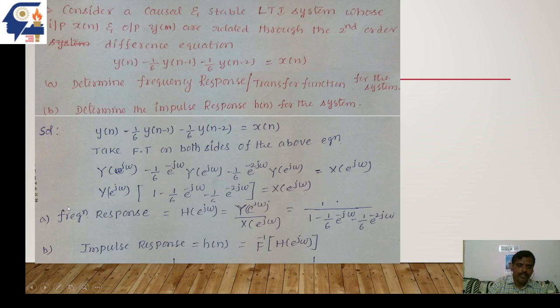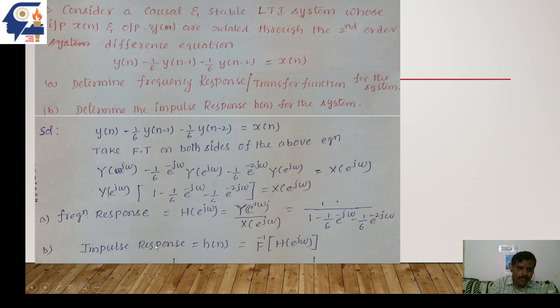So the first question they asked, frequency response equals H of e power j omega, that equals Y of e power j omega by X of e power j omega. Now take this X of e power j omega to the left side, send this multiplication factor to the right side, you will get this one. This is nothing but the frequency response.